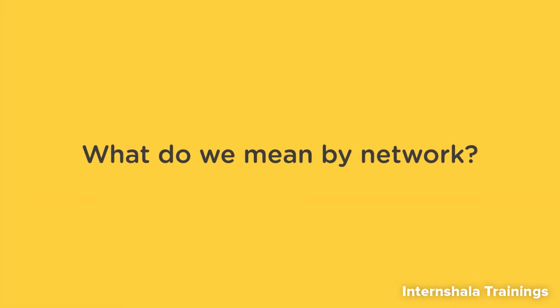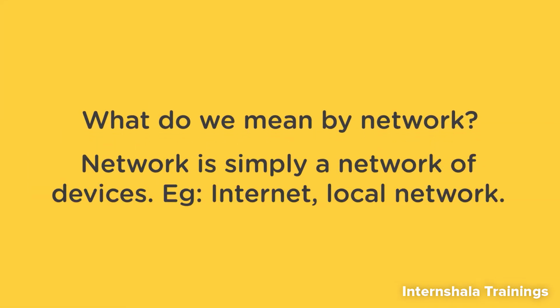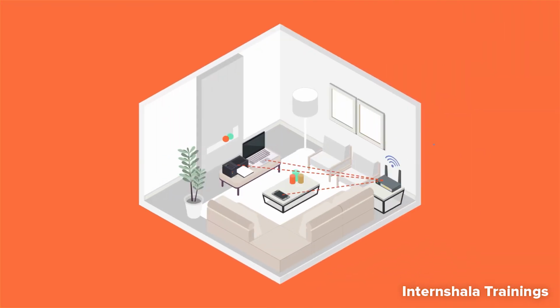Next, what do we mean by network? Network is simply a network of devices. Internet is a network. Another network can be a local network. For example, all the devices in an office are connected to each other via a Wi-Fi. But let's say there is no internet connection. The devices can still share data with each other because they are part of a local network. We don't need to get into much detail here.